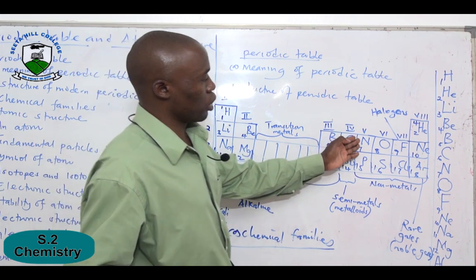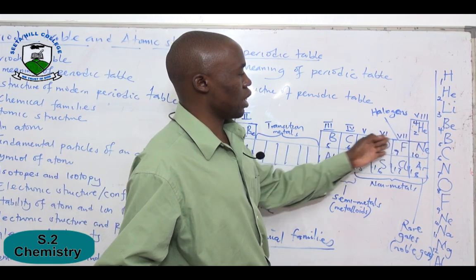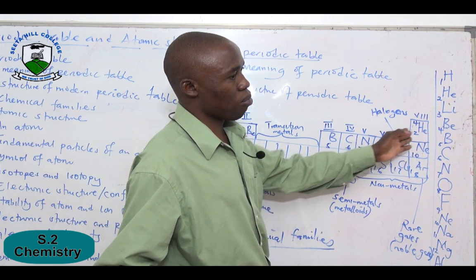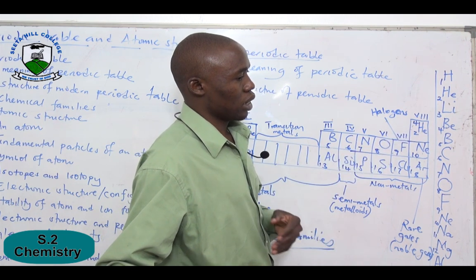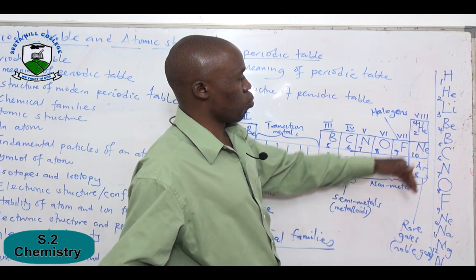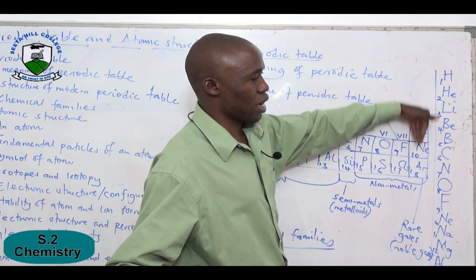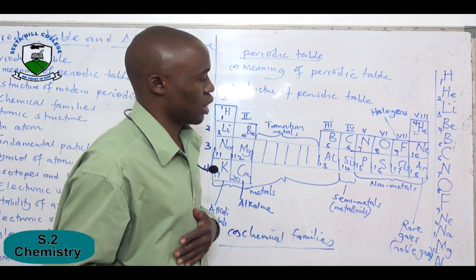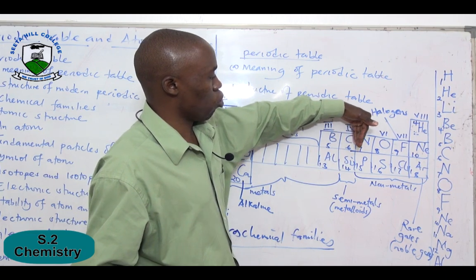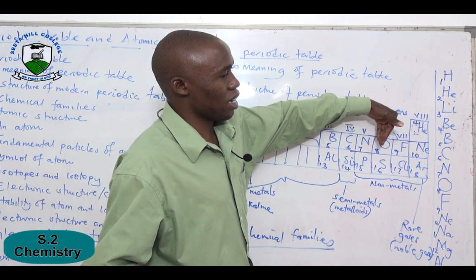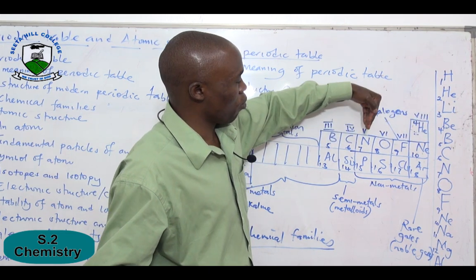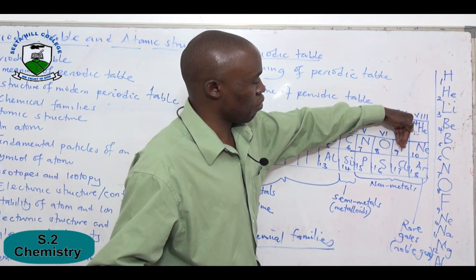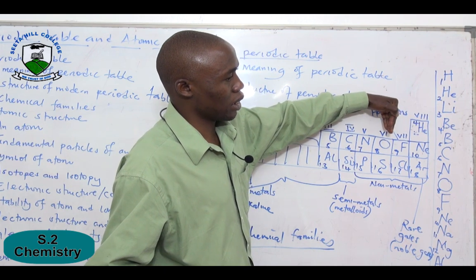Now under non-metals, the reactivity is in the same form, that as you go this way, they become more reactive. See? Except group 8, which is unreactive by nature. By nature, they don't react. The reactivity is from group 5, 6, 7: group 5 is less reactive, and reactivity increases, with group 7 being the most reactive elements among the non-metals.